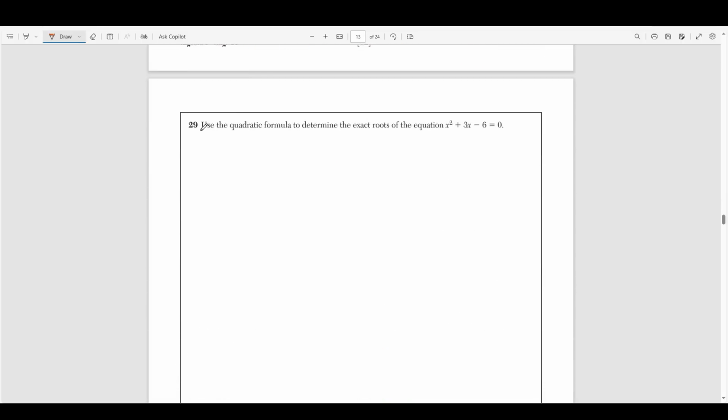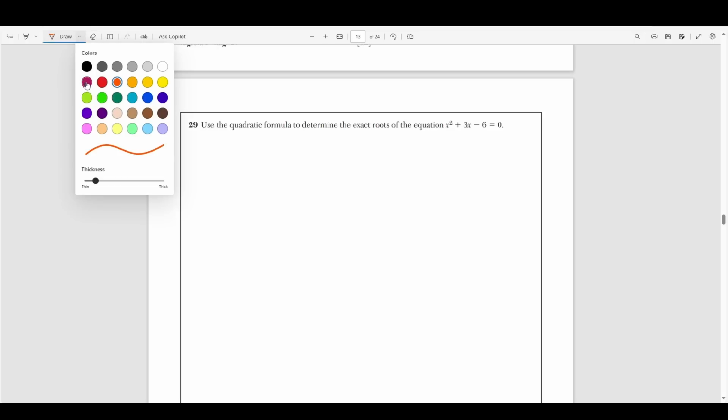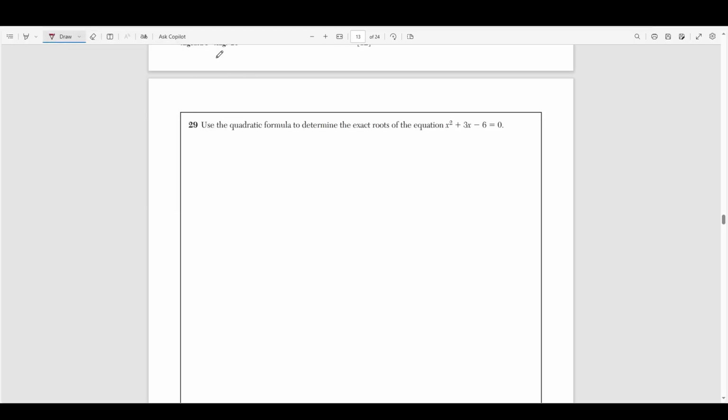So number 29 asks us to use the quadratic formula to determine the exact roots of x squared plus 3x minus 6 is equal to 0. If you don't know what the quadratic formula is, it gives us the roots or the zeros of a function, and it looks something like this. It's negative b plus minus radical b squared minus 4ac over 2a.